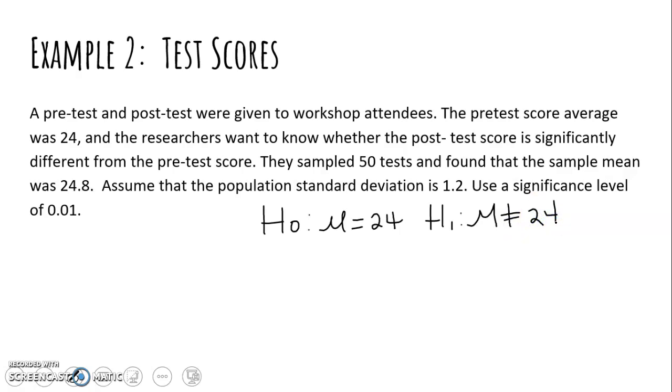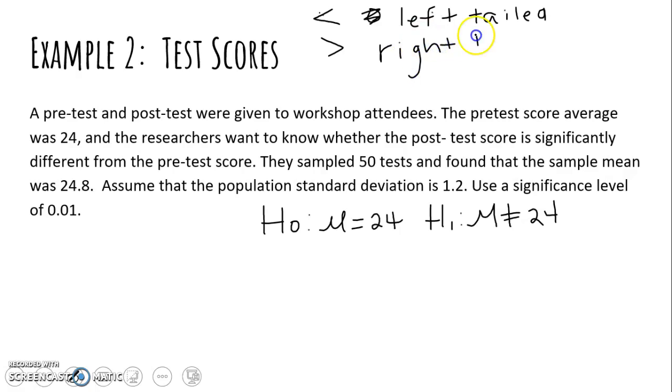Now, real quick, if our alternate statement is less than, we're going to say that that is left-tailed. If it is greater than, we're going to say that's right-tailed. And if it's not equal to, we're going to say that's two-tailed. I just saw that that was in the homework, and I wanted to go over that real quick. So left-tailed is less than, right-tailed is greater than, two-tailed is not equal to.